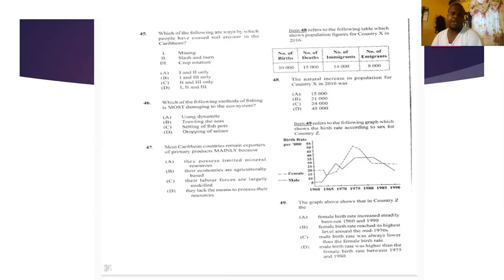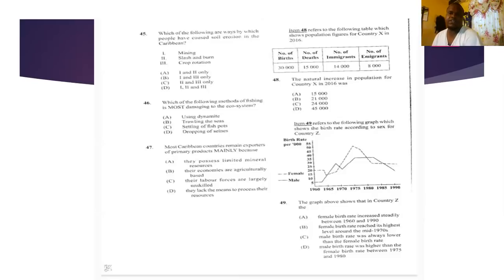47. Most Caribbean countries remain exporters of primary products, mainly because, a repeated question again, A, they possess limited mineral resources, B, their economies are agriculturally based, C, their labor forces are largely unskilled, or D, they lack the measures to process these resources. D, they lack the measures to process these resources. So they have to export whatever they extract, it is processed overseas, and then we import the end product of that resource.